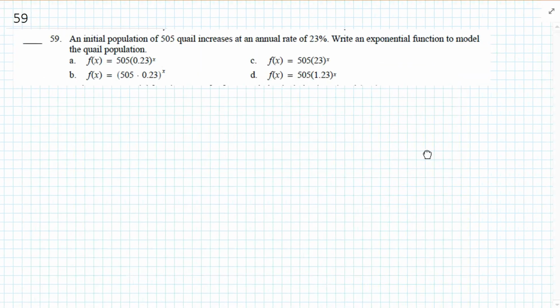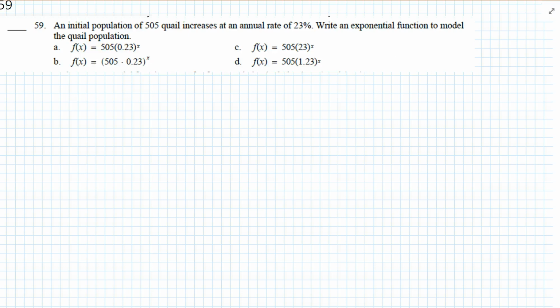59. An initial population of 505 quail increased at an annual rate of 23%. Write an exponential function to model the quail growth population. Well, we always start with our initial amount, and then it's going to be 1 plus the rate or 1 minus the rate. Since it's an increase, it's going to be 1 plus the rate to whatever x years they have. So it would be 505 times 1.23 to the x power. Answer is D.